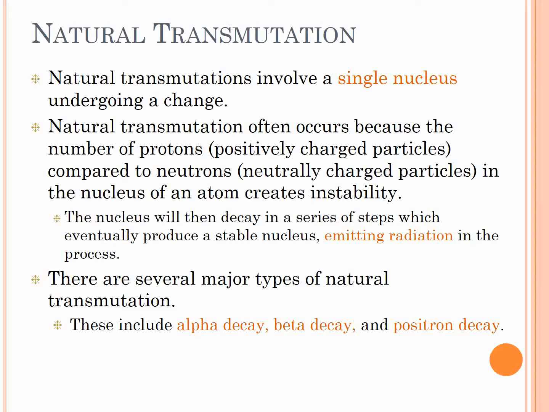There are several types of natural transmutation, including alpha, beta, and positron decay. But the whole point of any type of transmutation from natural terms is simply to make the atom more stable at the nucleus.